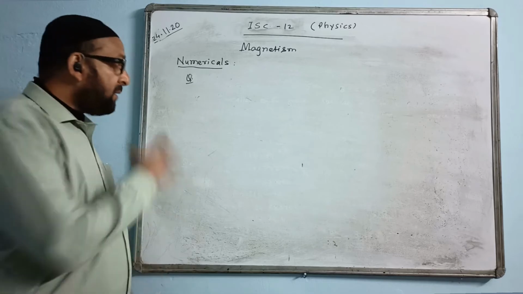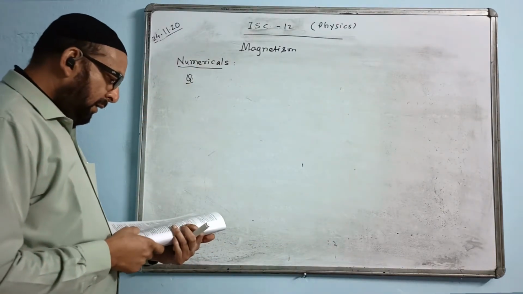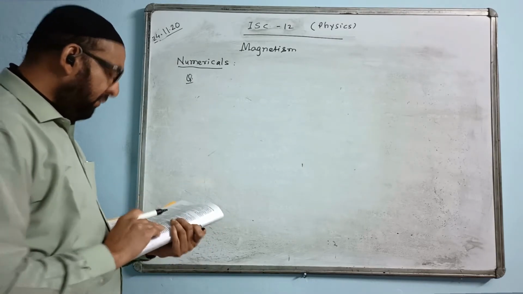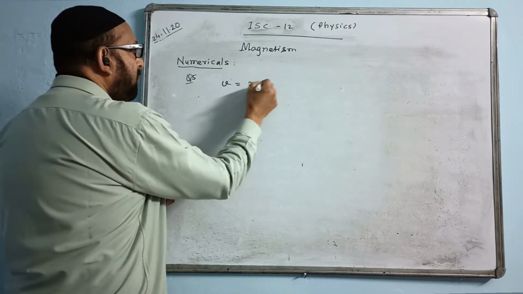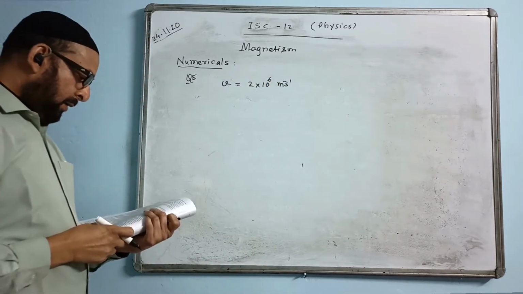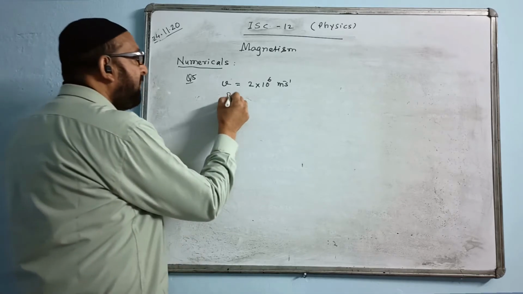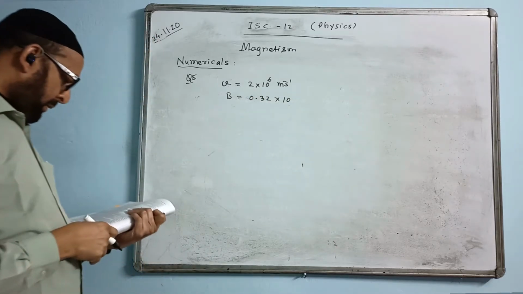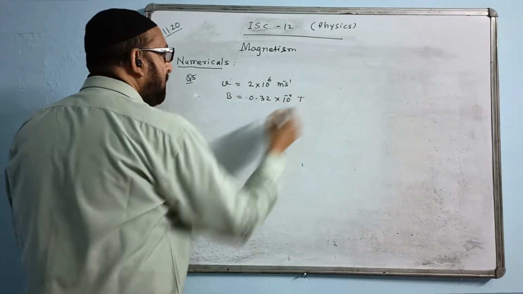Okay. Let us write down the information given. Then we'll find the direction later on. Electron is moving vertically upward. Velocity of the electron is given, 2 into 10 to the power of 6 meter per second. And the horizontal component of Earth's field is given, that is the B value, 0.32 into 10 to the power of minus 4 Tesla.